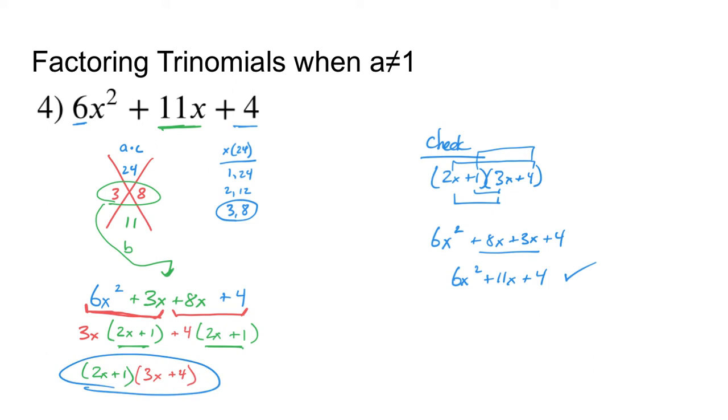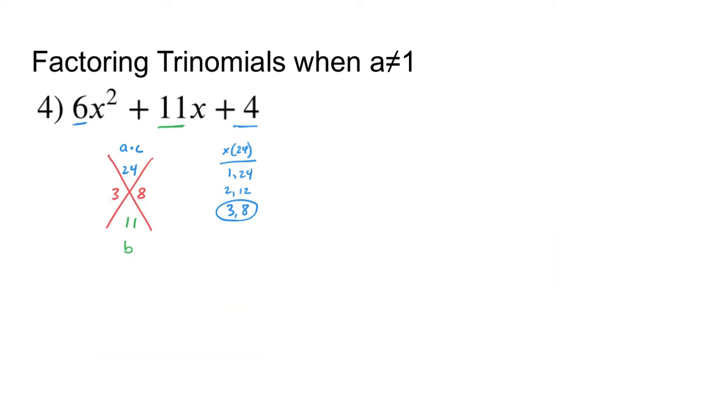Let me show you the second method. For the second method, I still do my X exactly like I did before. I still look for the numbers that multiply together to give me 24 and add together to give me 11. I still do that. But here's the other thing. Here's the other part that I do.